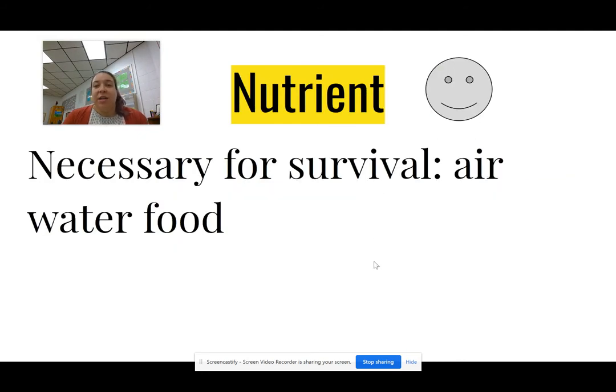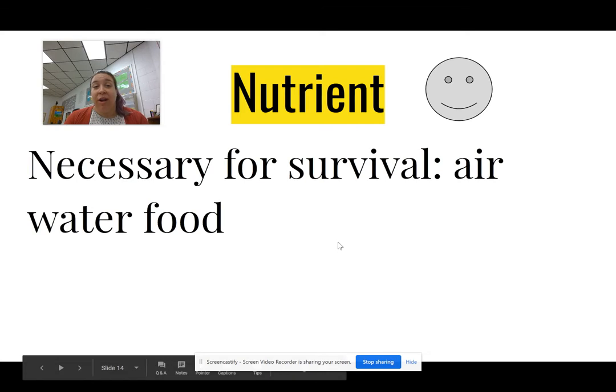The next one, as you can see, is an L to J word. That's why there's a smiley face there. It is nutrient. A nutrient is just something that's necessary for the animal or living thing's survival. So a lot of things rely on air, water, and food.